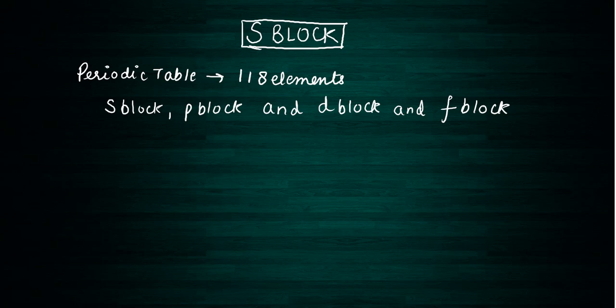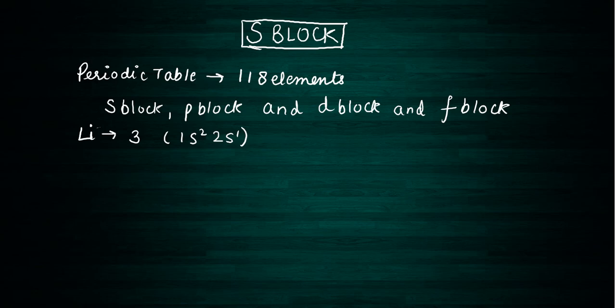the nature that if the last electron enters in the S orbital, for example, if I take the example of lithium, it has an atomic number of 3, which is written as 1s2, 2s1. As we can clearly see that the last electron enters in S orbital, then this element will be lying in S block. Similarly, if the last electron enters in P orbital, it will be lying in the P block.